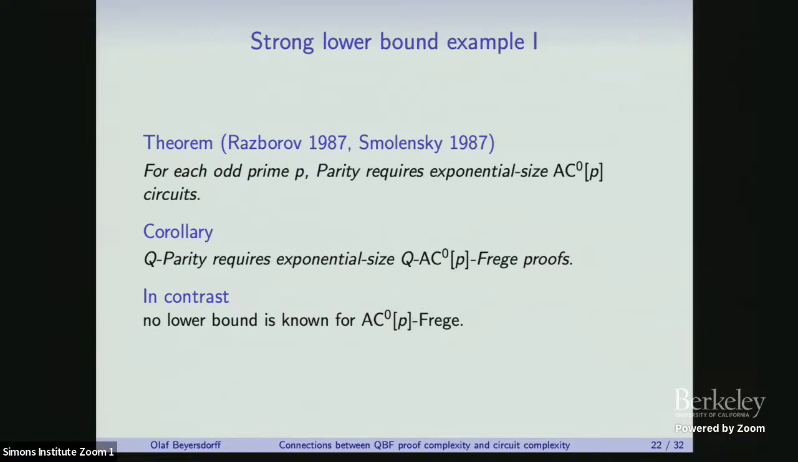And exactly the same strategy you can use now for all the other examples. And you see that by this recipe, we get really strong lower bounds in this setting. For instance, we can take the circuit lower bound for parity that's known for AC0 mod P. And as a corollary, we immediately get the Frege lower bounds for QBF for AC0 mod P Frege, which we don't have in the propositional setting.